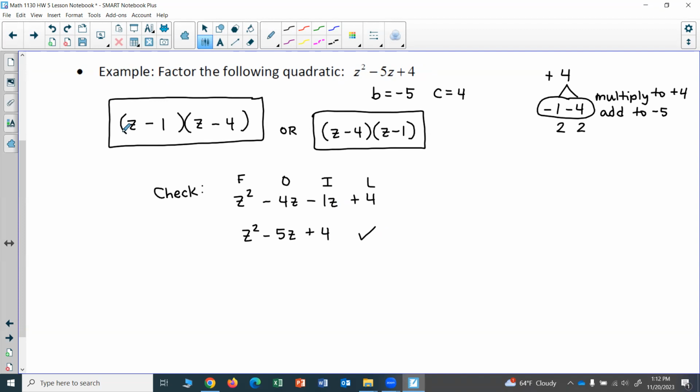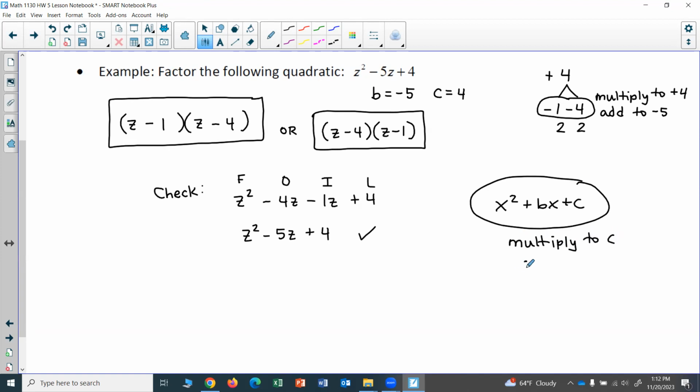So remember, anytime you have that form where you have x squared plus bx plus c, you're looking for factors of c that add to be b. So your two numbers have to multiply to be whatever c is, and they have to add to be whatever b is. And you just have to be careful of the signs that you use.